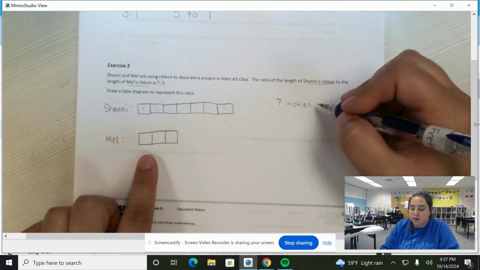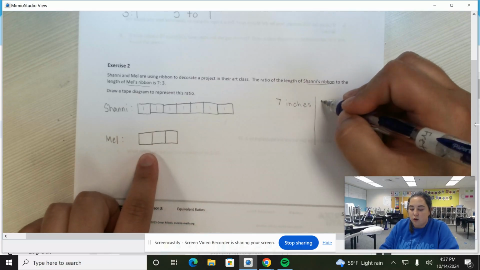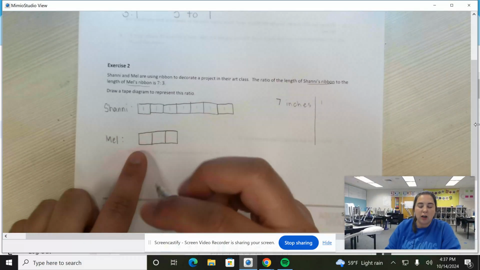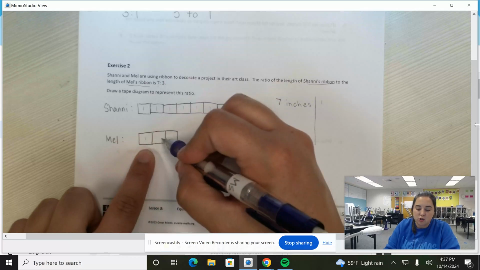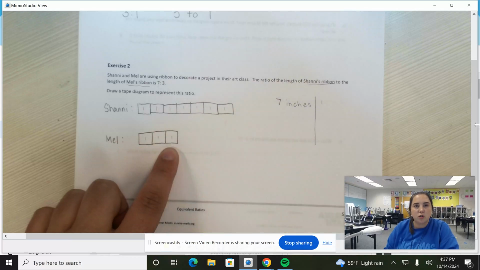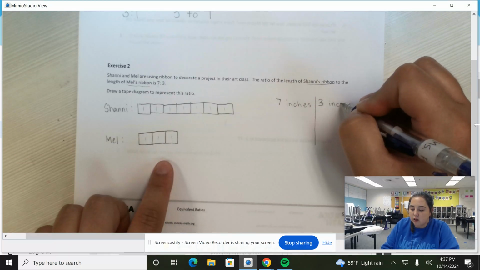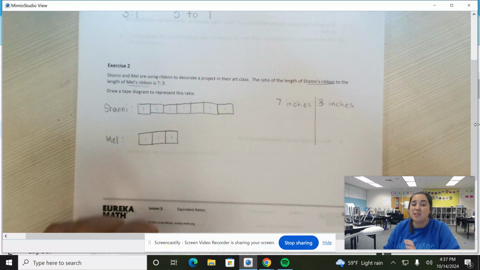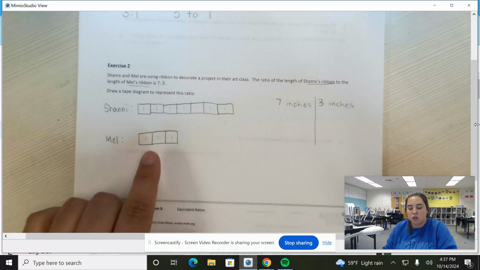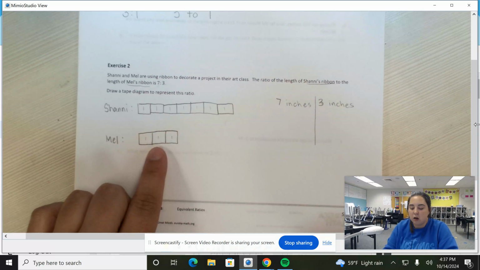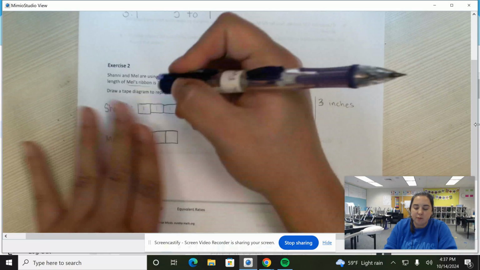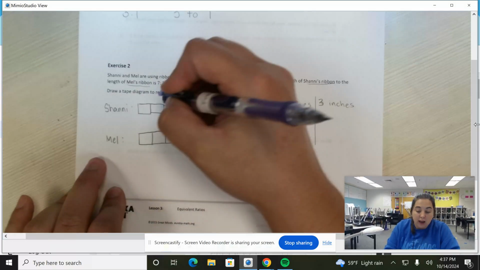to Mel's. Oh, if this is 1 inch, how many inches does Mel have? 1 inch, 1 inch, 1 inch. Mel's 3 inches. But did it say anywhere that each unit is 1 inch? No. So I'm going to erase those again. We could make this anything.